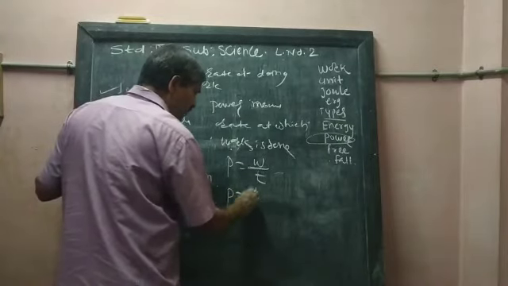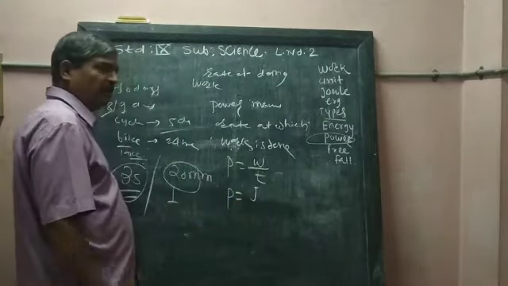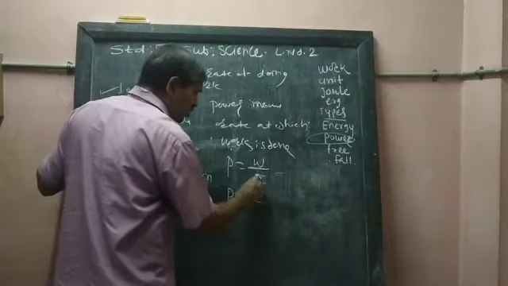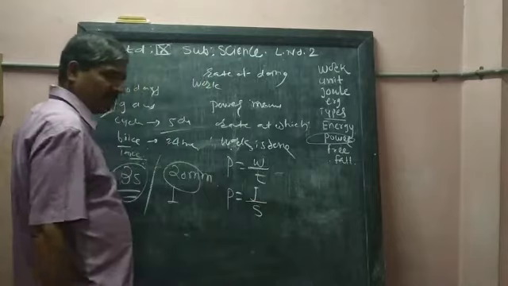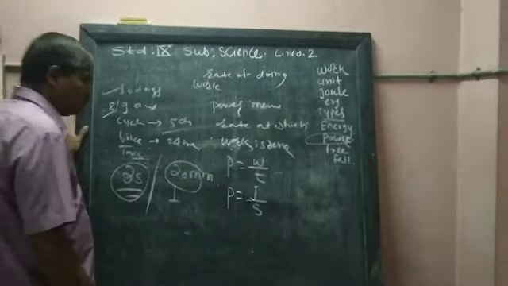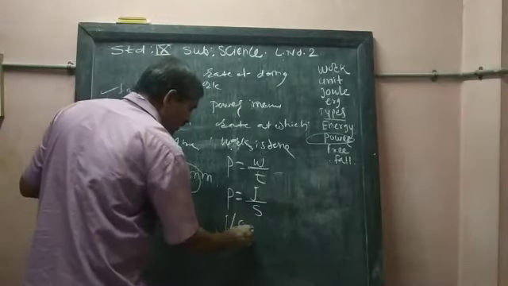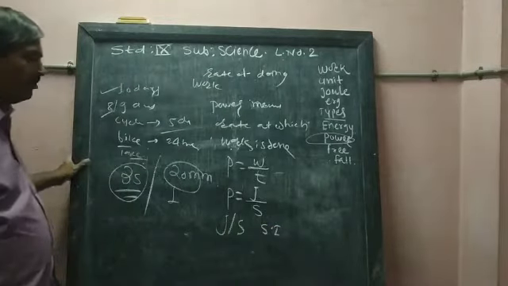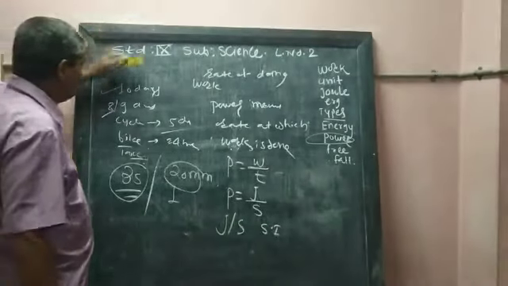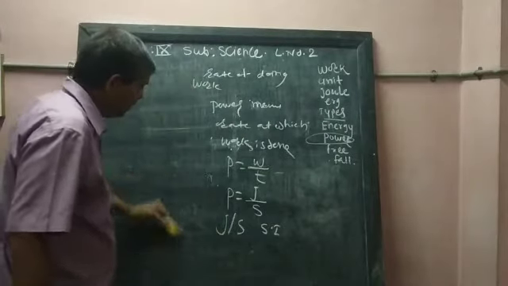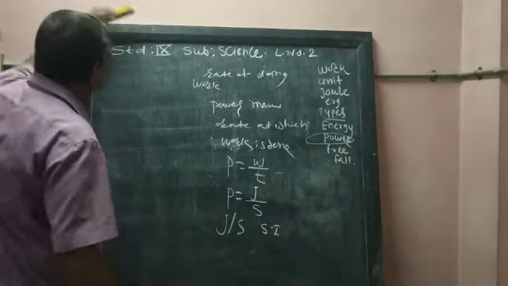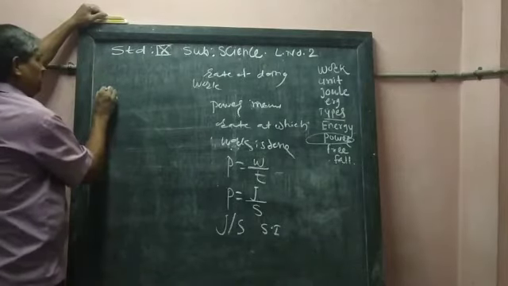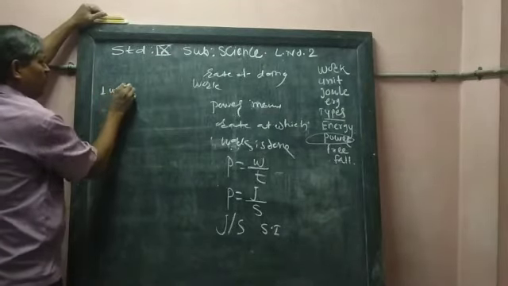What is the unit of power? In which unit is power measured? Work done is measured in joule and time is measured in second. So joule per second is the SI unit. So power is measured in joule per second. It is called 1 watt.